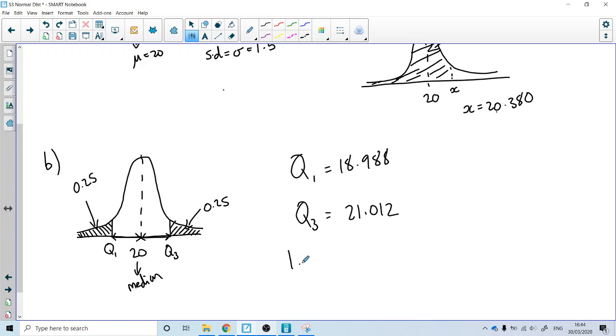So the interquartile range is the upper quartile subtract the lower quartile. And we get that as 2.024. So let's round that to 2 sig fig, so 2.02 to 3 sig fig.